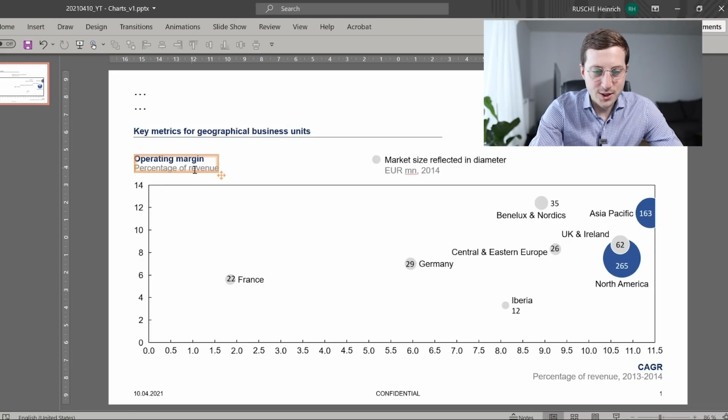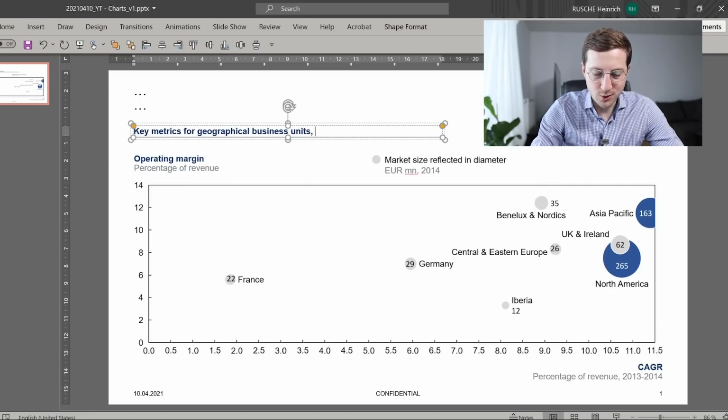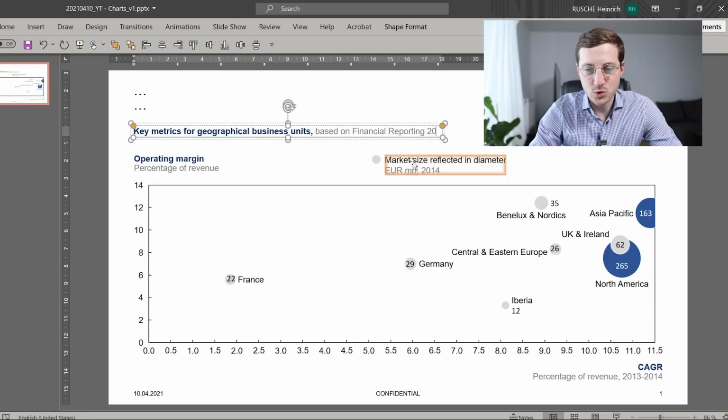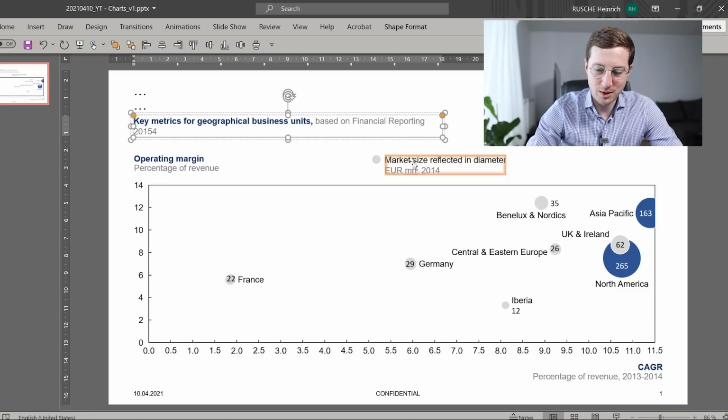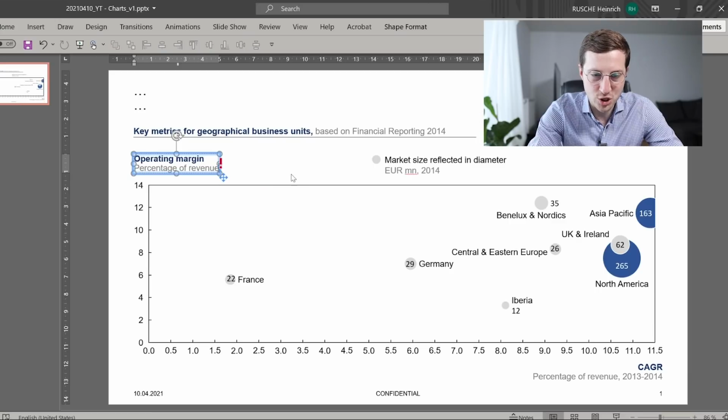And indeed, when you write such a title, you can also include other qualifiers next to it. So for instance, here it might be relevant from what report this is coming, based on financial reporting 2014, something like that is what you could include just to make this really salient. And then potentially here you could also include the year figure.